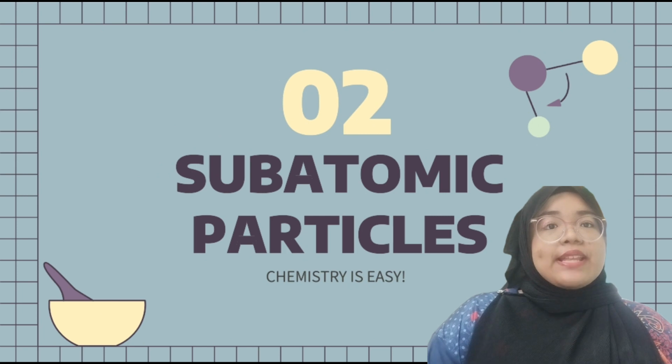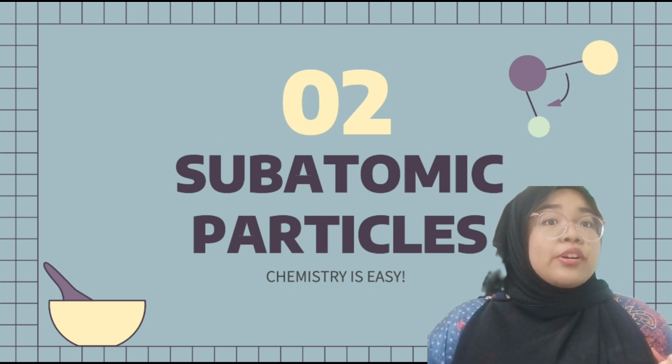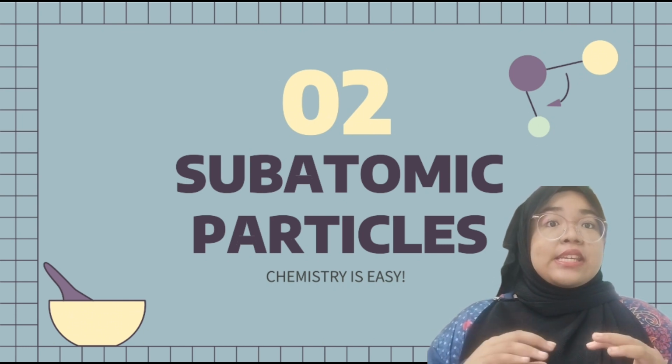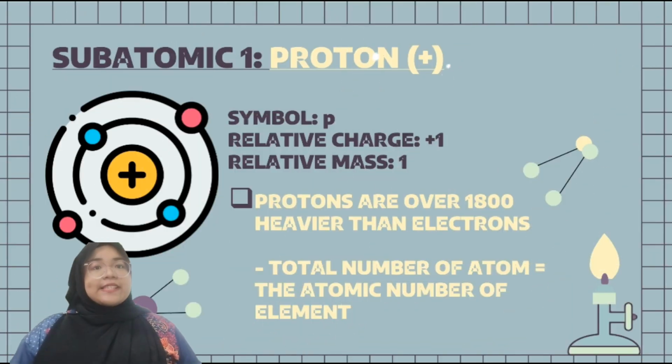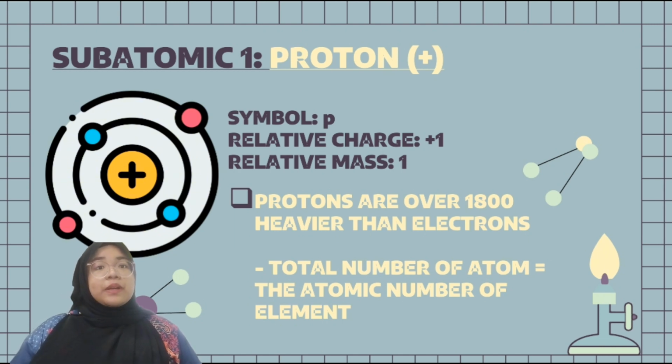The second one is subatomic particles. In this content, we will know more detail about the subatomic particles contained in one atomic structure. The first subatomic particle is the proton. Proton is known as a positively charged particle in atomic structure. The symbol for proton is a small letter p, while the relative charge is positive 1 since it's a positively charged particle. The relative mass is 1.